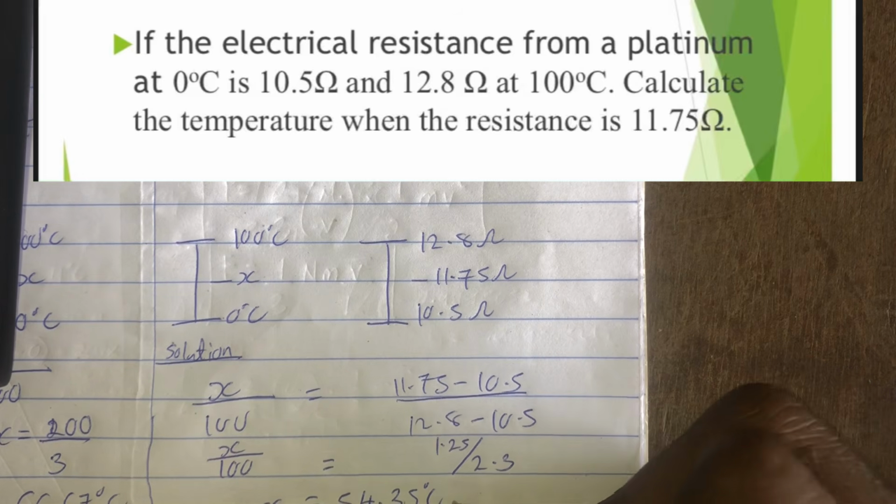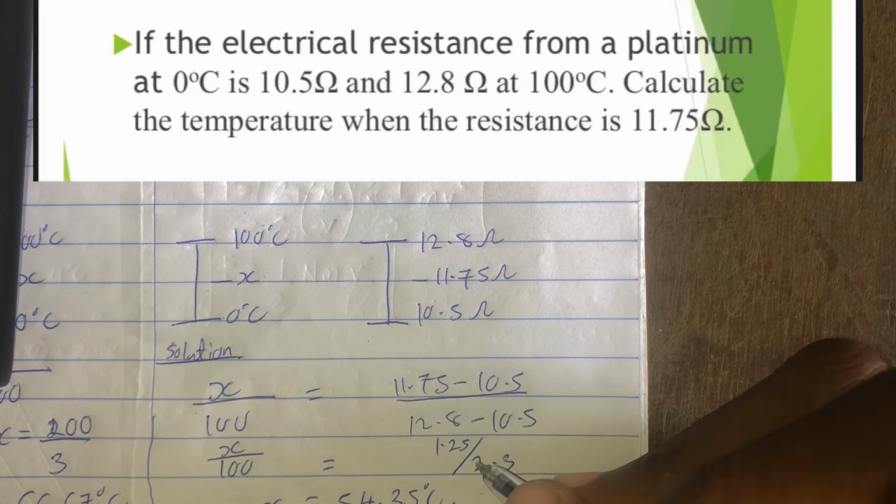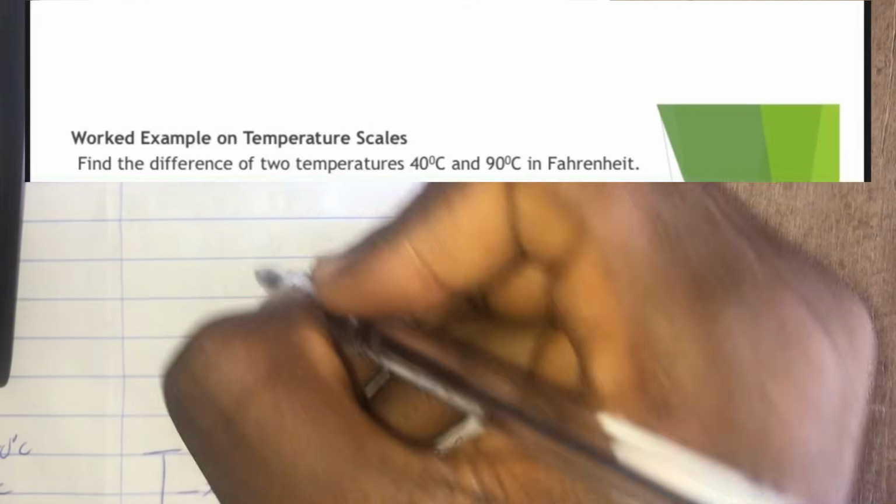So that's how to solve questions like this. X is equal to 54.35 degrees Celsius. Next question. The next question will be projected, as you can see right here.